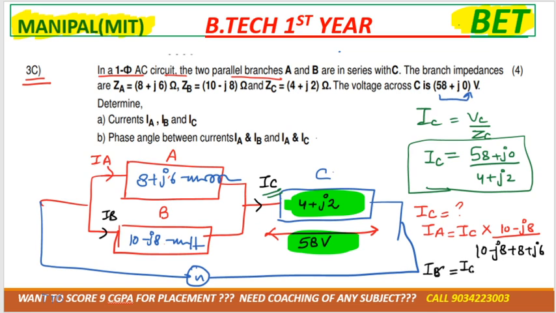IB is how much? IC times the opposite resistance, which is 8 plus J6, divided by the sum. How much will the sum be? 10 plus 8 is 18, minus J2. So after solving all these values we can get the currents IA, IB and IC, right? And with them their angles will also come.